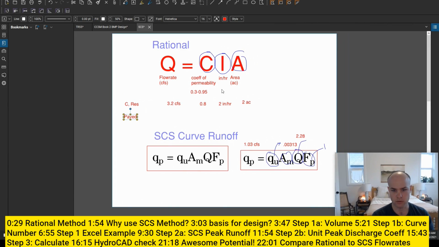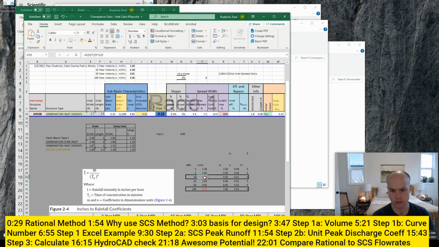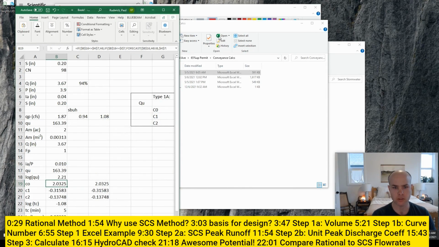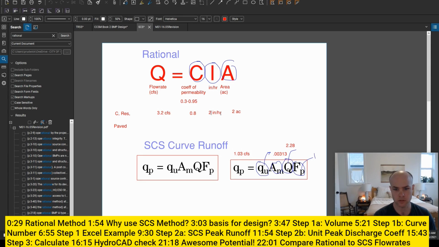Okay, so this is where it really comes down to what storm event you are looking at. So I'm going to do a 10-year storm for both of these. 10-year intensity 2.18. It's a pretty standard one to use in the state of Washington. So 2.18 for a 10-year, 2 acres.